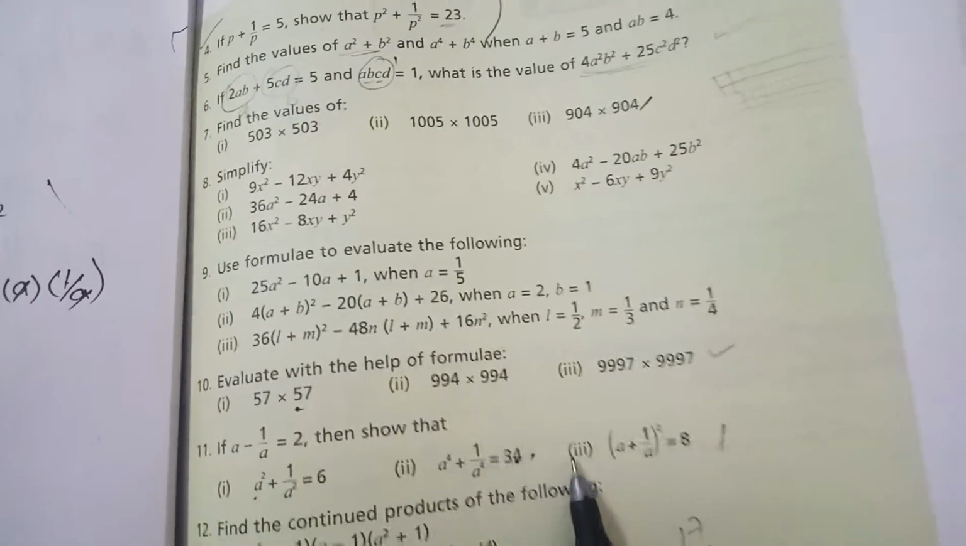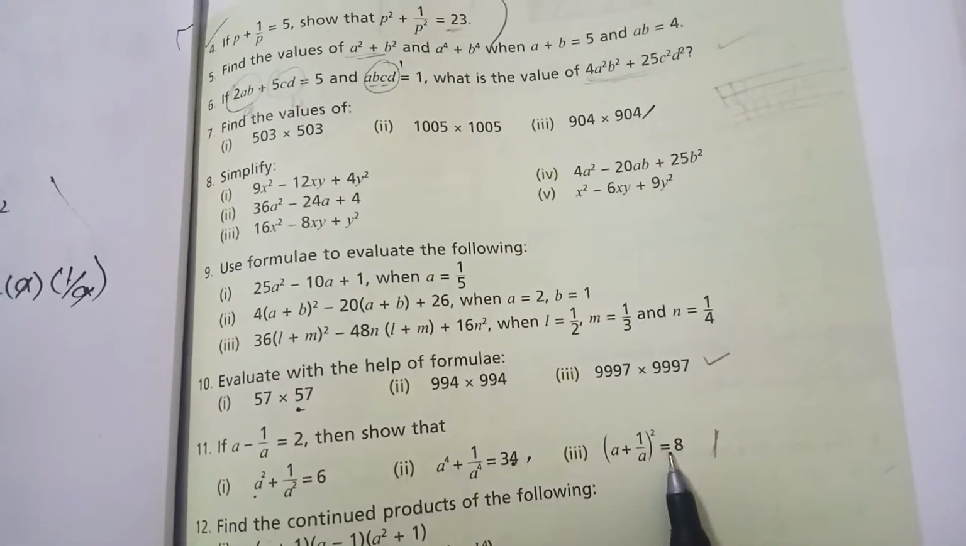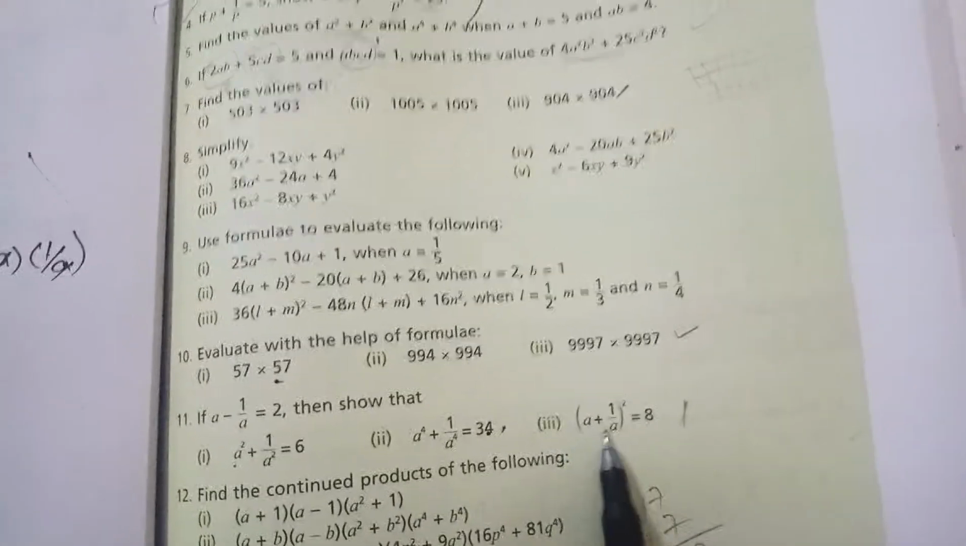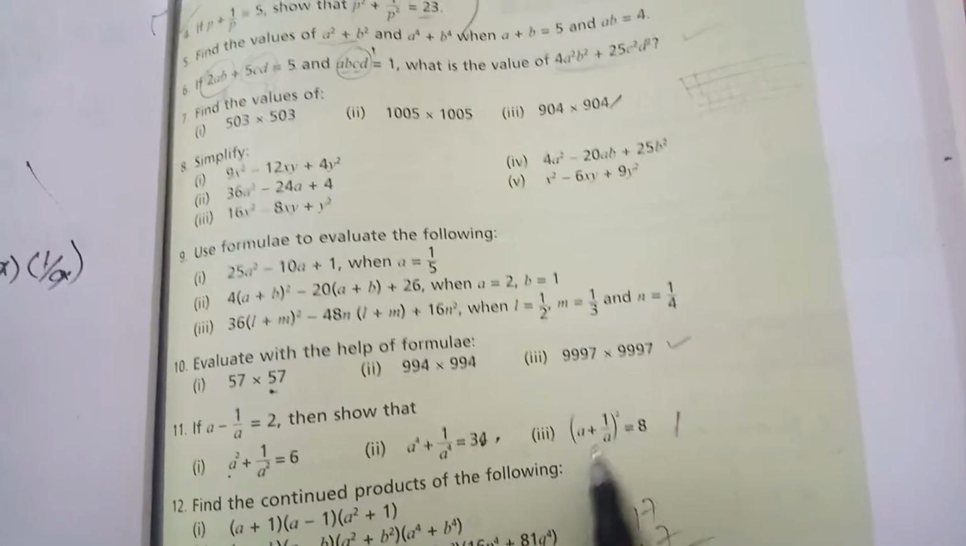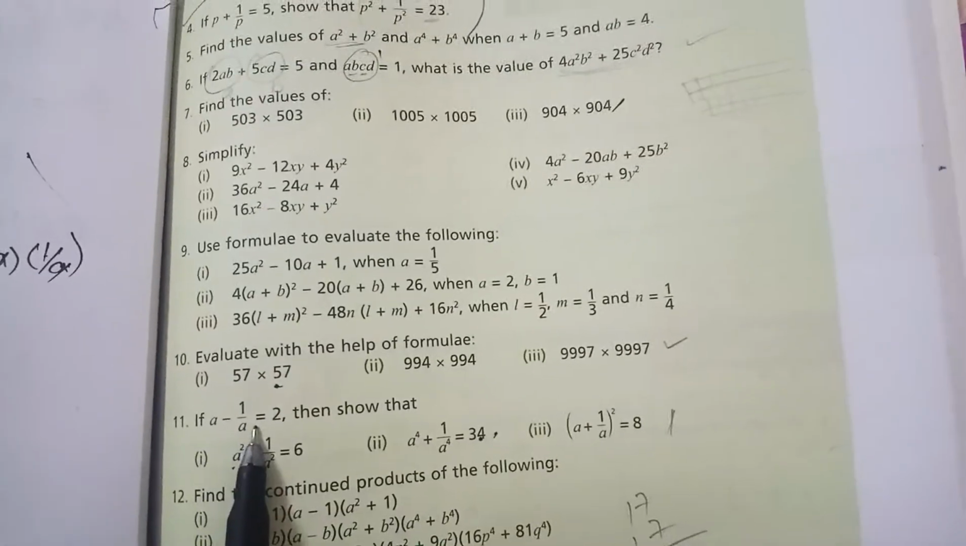Bismillahirrahmanirrahim. 7th class, last time we have done the exercise 9 till question number 11, two parts. Today we will do the third part of question number 11. In this part we have to verify that the value of (a plus 1 over a) whole square is equal to 8, and this was given to us.